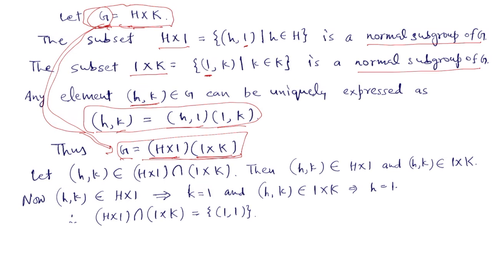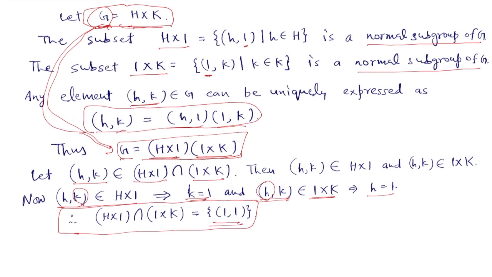If we take an element (h, k) from the intersection of these two, H cross 1 and 1 cross K, then if (h, k) belongs to H cross 1, then k should be 1, and if (h, k) belongs to 1 cross K, then h should be 1. So that means the intersection of these two is simply (1, 1), containing only the identity element of G. So we have broken G into two subgroups H cross 1 and 1 cross K, both are normal in G and also their intersection is the identity.